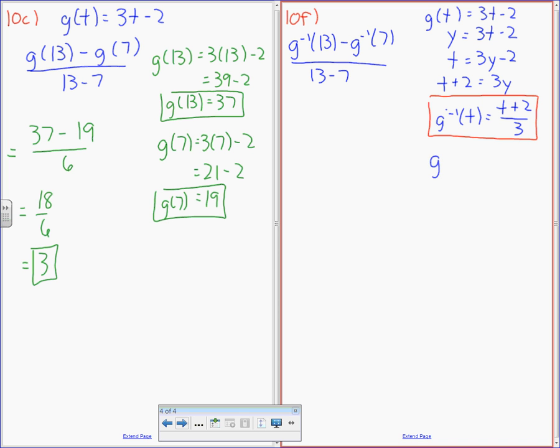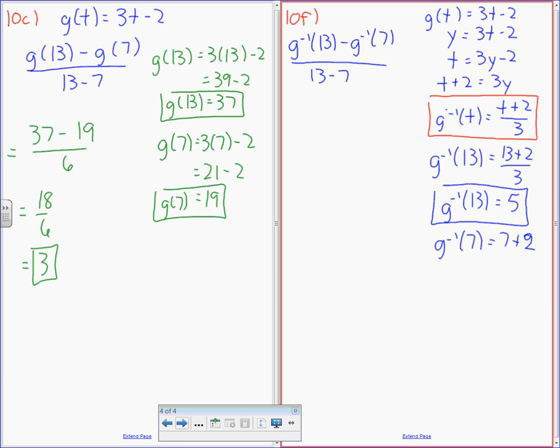Okay, so g inverse of 13 is 13 plus 2 over 3, which happens to be 5. If you're wondering how I got that, 13 plus 2 is 15, and 15 divided by 3 is 5. G inverse of 7 is 7 plus 2 over 3, which is 9 over 3, which happens to be 3. So you just type it back in over here. It's going to be 5 minus 3 over 6, which is 2 over 6.